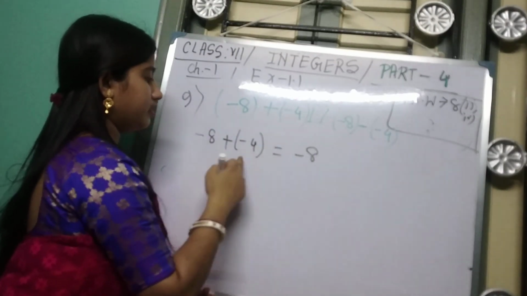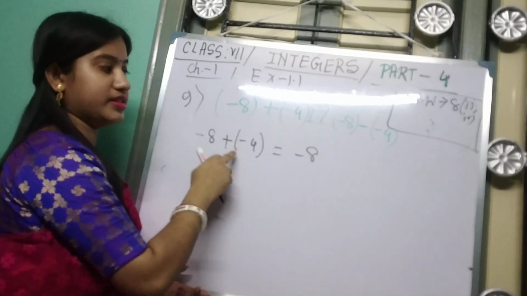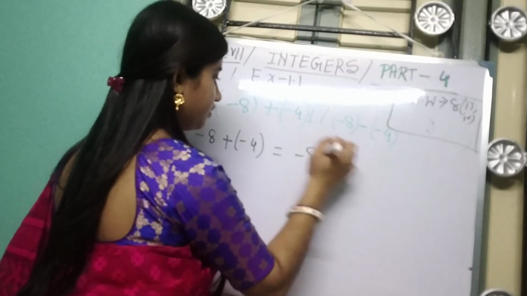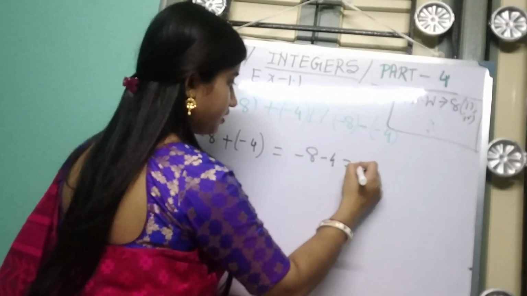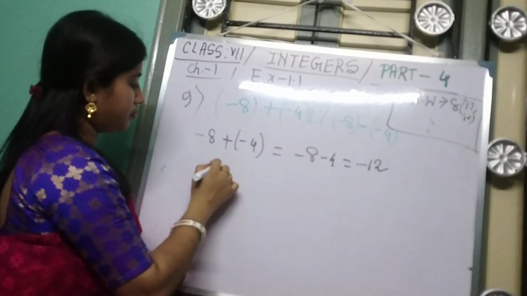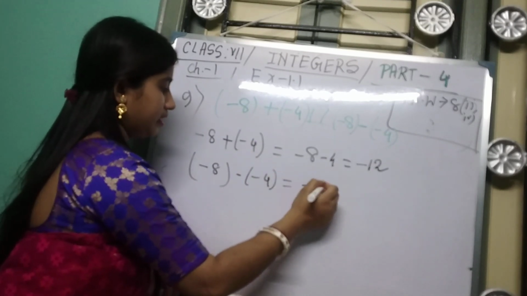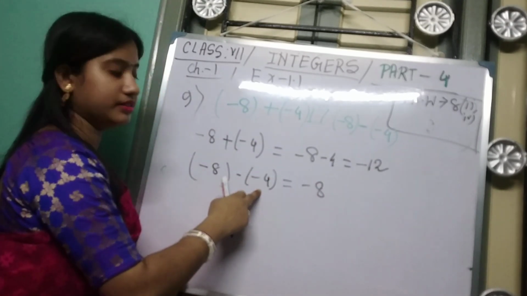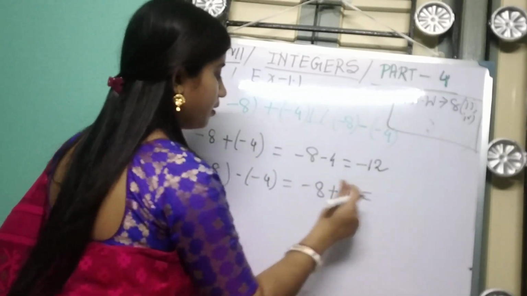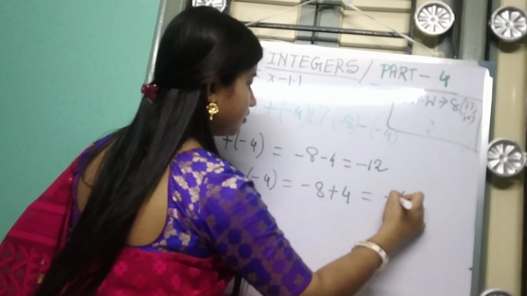Now we see that plus of minus means minus. So this is -8 -4, which equals -12. And next this side, -8 minus of -4. Minus of minus, that is two minuses, means plus 4. -8 plus 4 means -4.